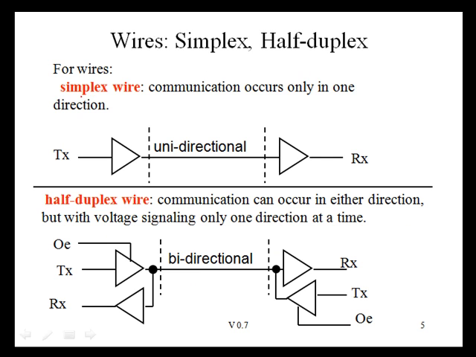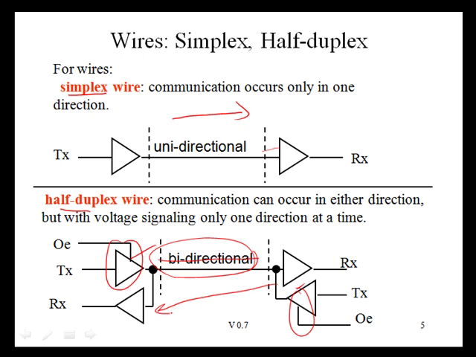Wires with voltage signaling are either simplex, which means that communication occurs in only one direction at a time, such as in this diagram, or they are half-duplex, in which we use a tri-state buffer here and a tri-state buffer here in order to achieve bidirectional communication, but it's half-duplex. If this buffer is enabled, then we're going to be sending data in this direction. If this buffer is enabled, then we're going to be sending data in this direction, and they both cannot be enabled at the same time or else we'd have a clash. If we were going to implement a duplex communication channel, that is communication in both directions simultaneously, we would need to have two simplex wires.